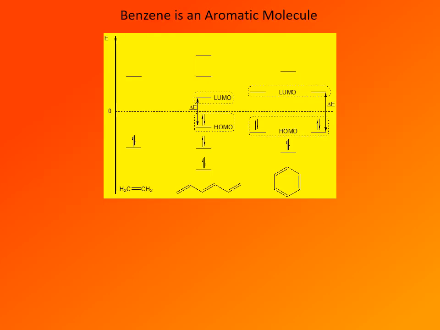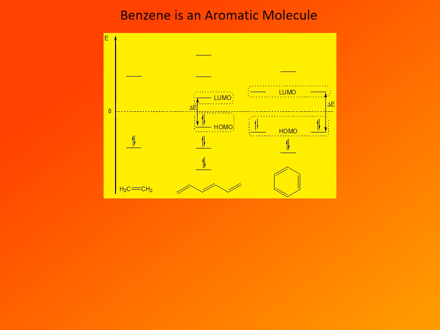Now we can compare the molecular orbital description of bonding in 1,3,5-hexatriene and benzene. So an open chain compound and a closed loop of delocalized pi electrons. Both 1,3,5-hexatriene and benzene have delocalized electrons. They have the same number of delocalized electrons, but we have an open chain versus a closed loop.